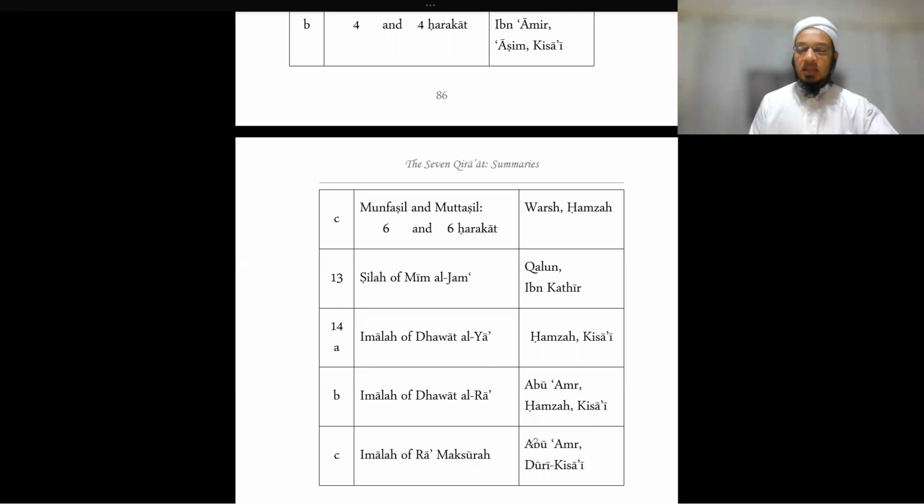This is a recap and a revision summary of what we've covered so far in the previous chapters of how you can identify between the 7 qira'at.